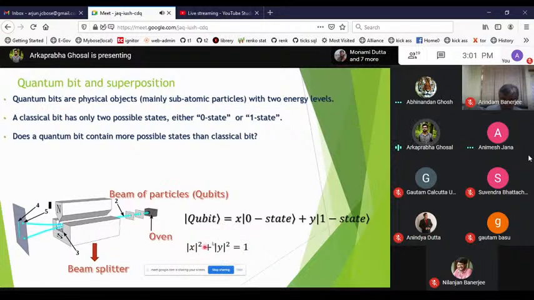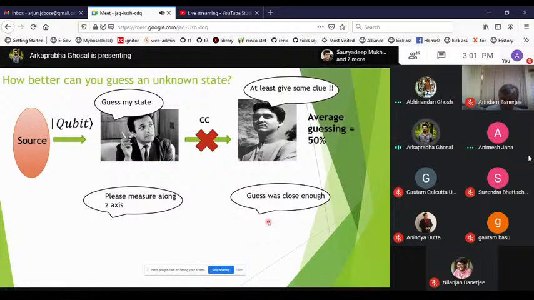So if this is a simple equation of a circle, a unit circle. Now the problem is that for a given energy level, we can have an infinite number of possible quantum states, which gives some advantage that a classical bit can't. Okay, so let us move towards quantum teleportation.